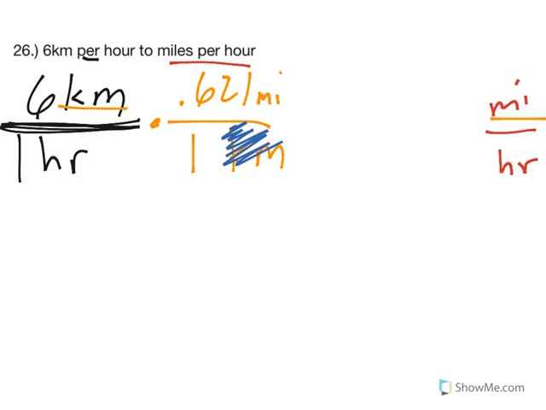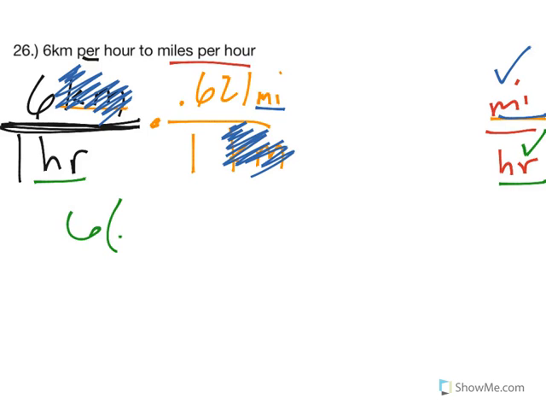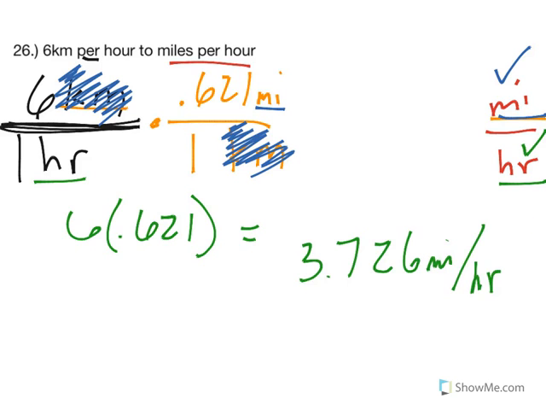multiply. So kilometers go away, kilometers go away. Now I check. Miles, miles, same. Top's done. Move to the bottom. Hour, hour, done. Labels match my goal, and now I can do my math. So 6 times 0.621, and I end up with an answer of 3.726 miles per hour.